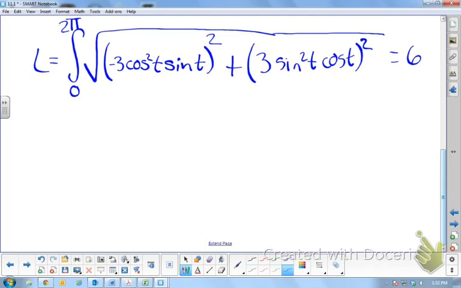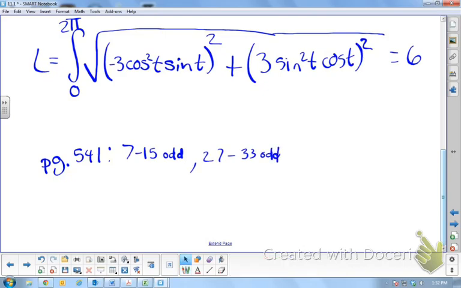So for your homework, which you're going to have some time in class to work on today, page 541, problems 7 through 15, and 35. And we will be spending 2 days on this first parametric section.